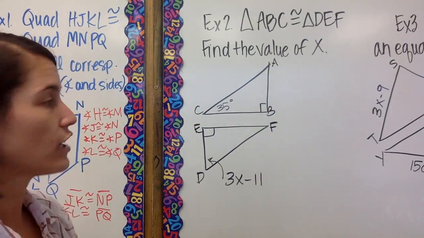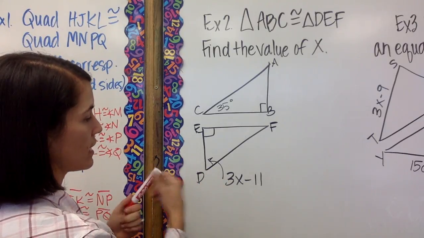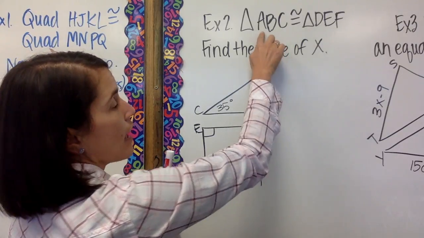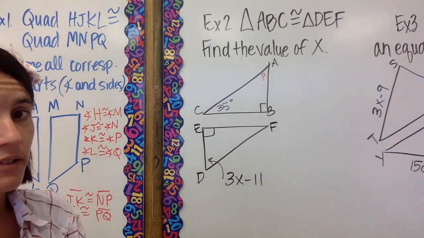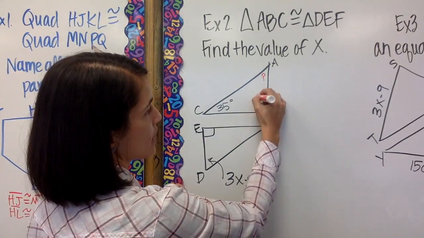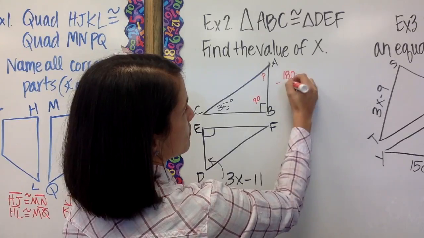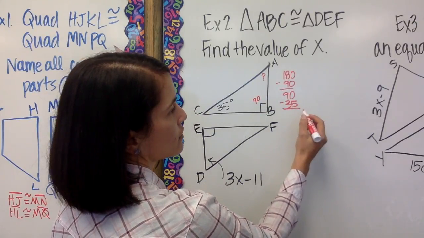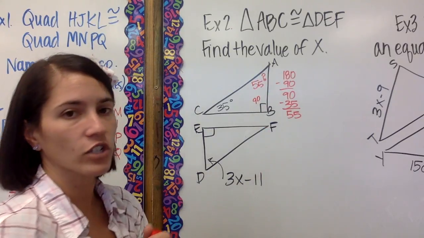It's asking us to find the value of X. So here's our expression, 3x minus 11, and that is angle D. Well, we know that angle D corresponds to angle A. So what is the measurement of angle A? Well, we know that this whole triangle together is 180. And this is 90, and that is 35. So we can do 180 minus 90 is 90, minus 35, and that's going to give us 55 degrees. So A is 55 degrees.